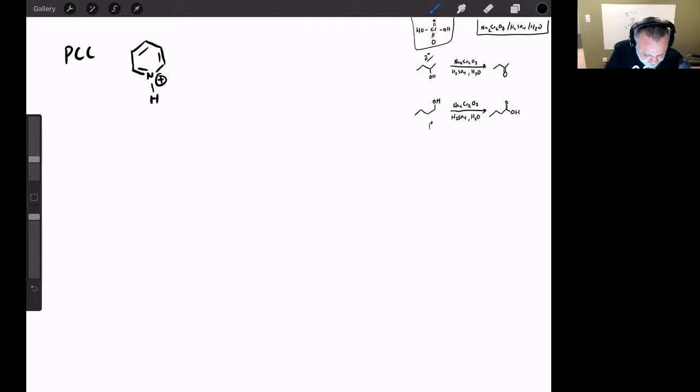And then it's associated with CrO3Cl, which is a negative thing. So it's a salt. So this is what PCC is. And it's an oxidizing agent as well, but it's not quite as strong as sodium dichromate and chromic acid.